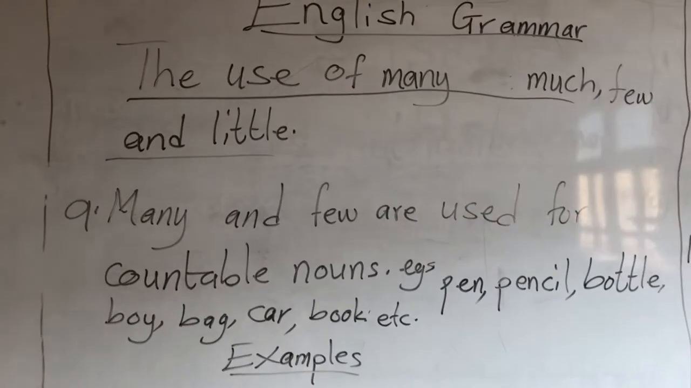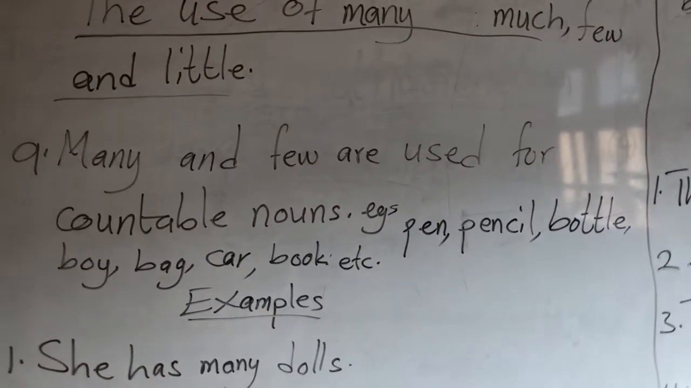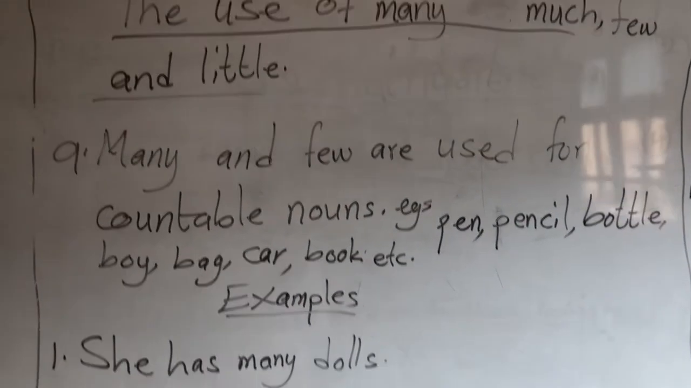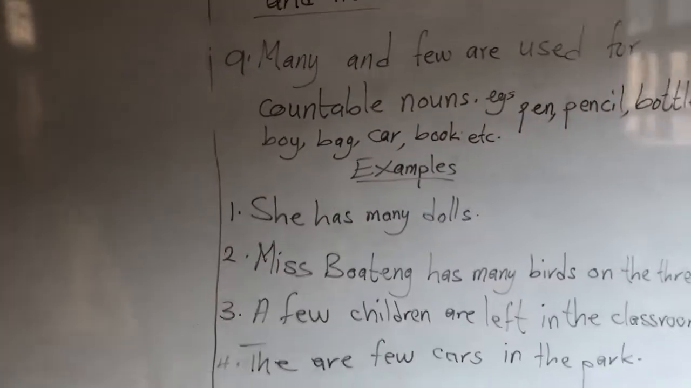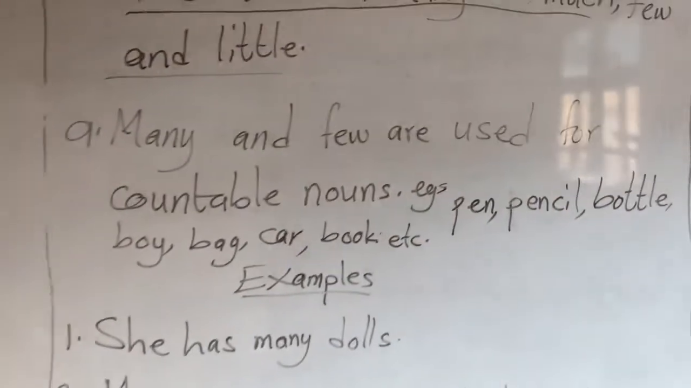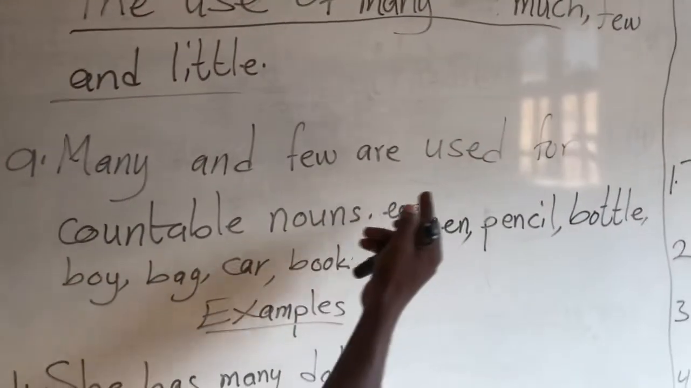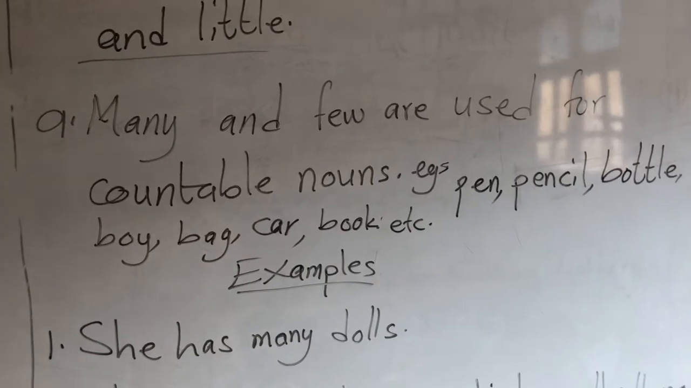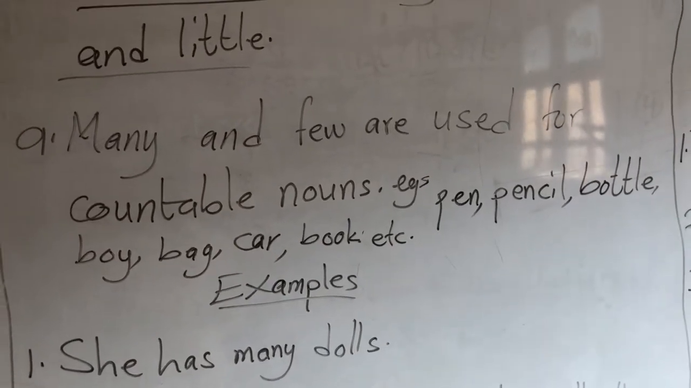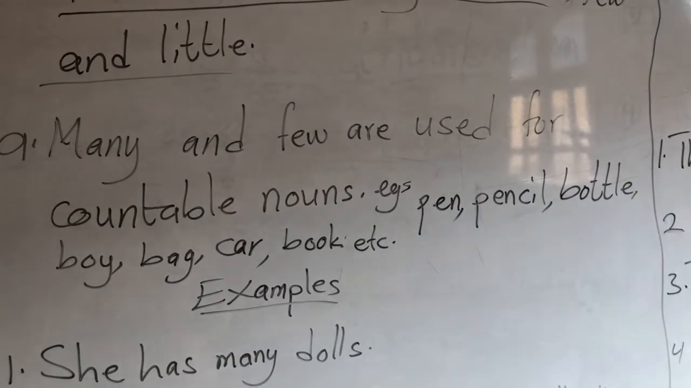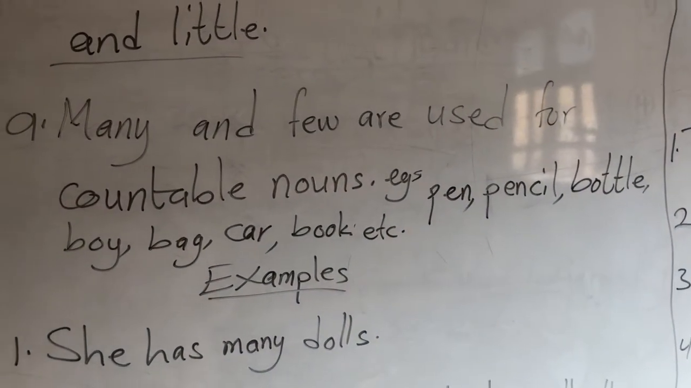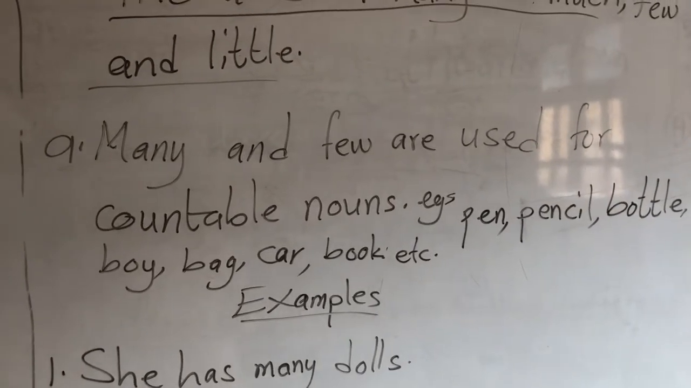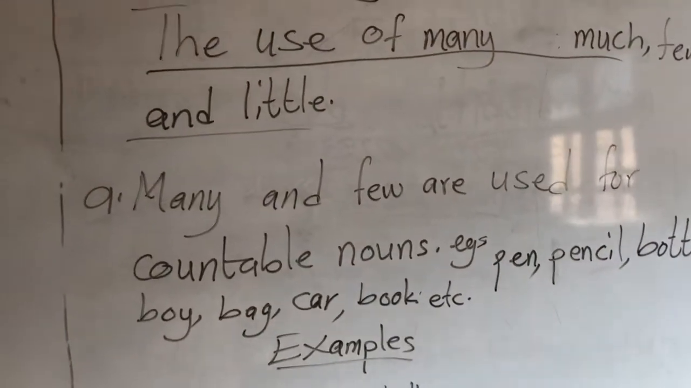So at the end of the lesson, we should be able to use many, much, few, and little correctly in describing. Okay? Very good. Now let's look at the first one. Many and few are used for countable nouns. And we learned that countable nouns are names of things that can be counted. Good.